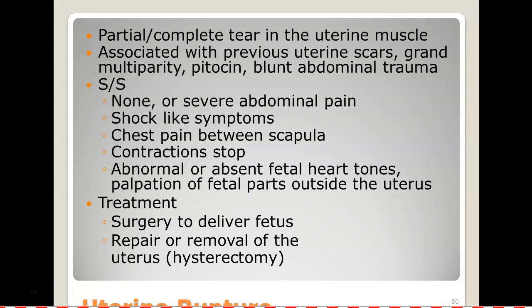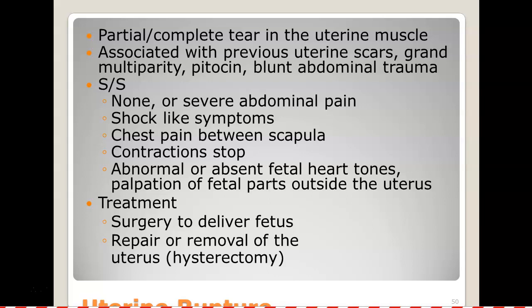Another complication is a uterine rupture. This is a partial or complete tear into the uterine muscle. Oftentimes it's associated with a previous uterine scar, if a mom is a grand multipara, if she has been using Pitocin for a long induction or a long period of time, or blunt abdominal trauma.